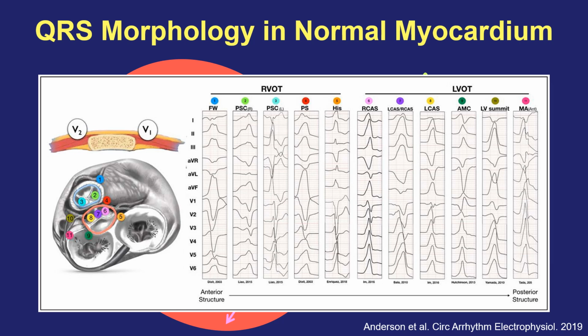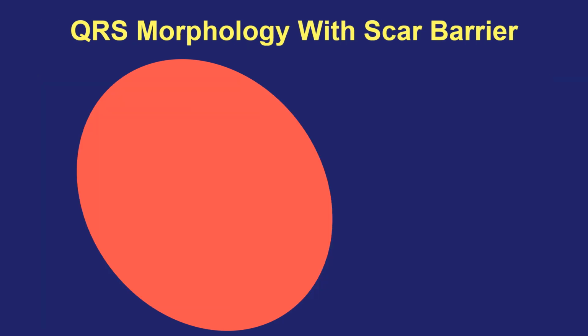This is actually a beautiful figure from this 2019 summary of looking at QRS morphology as it correlates, in this case, with outflow tract PVC or VT. Localization from the right ventricular and left ventricular outflow tract. We've gotten really good at predicting the site, for example, of a PVC from looking at the surface QRS in normal myocardium. When we get into scar barriers, however, that changes the rules, and let's see how.